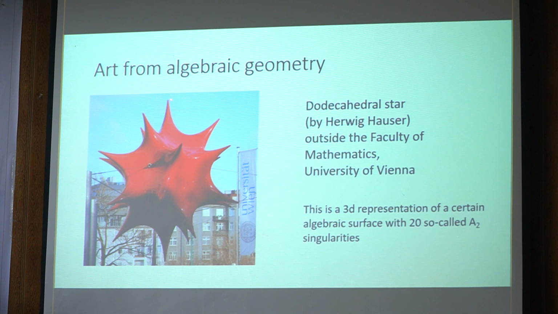Each of these singular points is a very specific singularity called an A2 singularity, and there are 20 of them arranged at the vertices of a dodecahedron. So it's a very beautiful structure which brings together ideas of Greek geometry, the dodecahedron was known to Euclid, but merged with this much more modern idea of singular surfaces, and I think this is pretty cool.